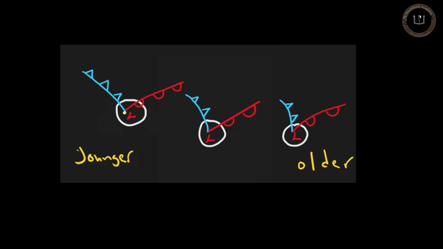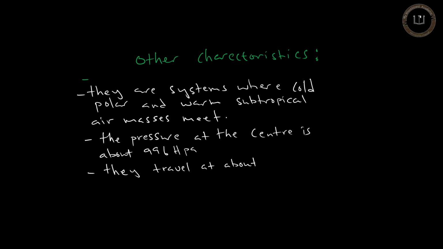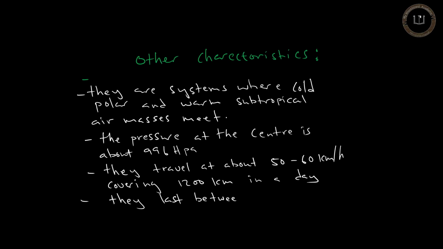They usually occur in families. This means that a few of them form one after the other. They travel at about 50 to 60 kilometers an hour, covering 1,200 kilometers in a day, and they last between 4 to 14 days.